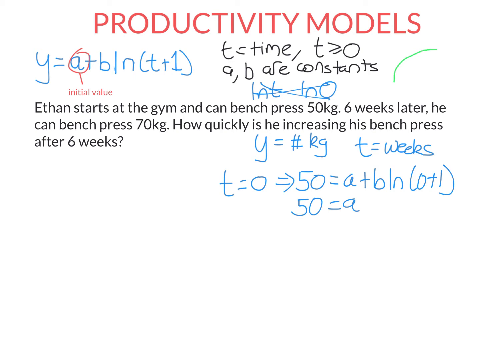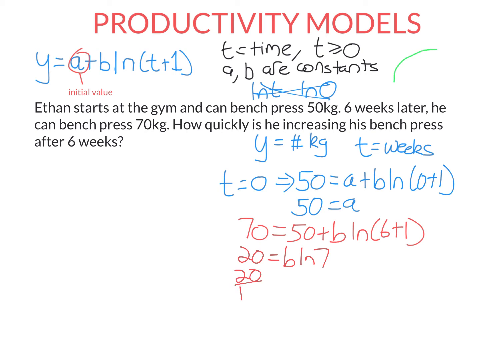So how are we going to find b? Well, we're going to substitute y for 70 kilograms and t for 6 weeks to find what b is. So we have y is equal to a plus b natural log of t, so t is 6 weeks, plus 1. So all we need to do in order to solve this is subtract 50 from both sides and then divide by natural log of 7. So putting that on our calculator, we get b is about 10.277967. It's not a nice number.